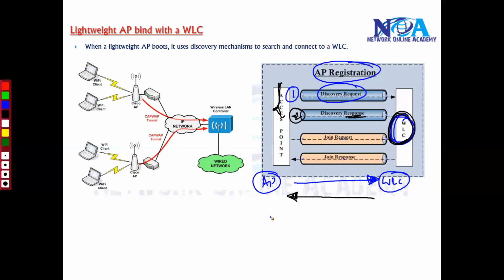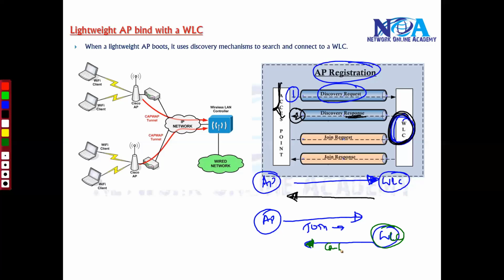Now in the third step, the access point is again going to send out a join request message, where it says, okay, I'm ready to join this particular WLC. So the access point sends a join request to the WLC, and then the WLC is going to respond back with a join response. Now in the join response, the WLC is going to validate the access point. There is some kind of authentication at the back end, and it's going to send back a join response to the access point saying, okay, I'm going to confirm that you are going to be connected.